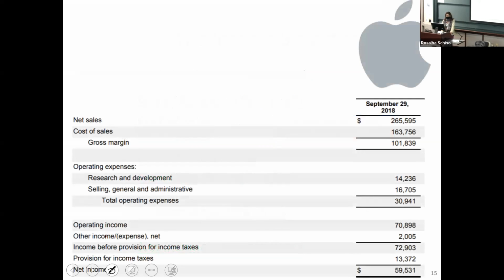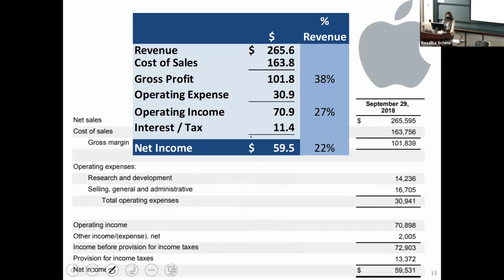So this is Apple, another Apple. And notice I have a gross margin. Well, let's look at the summarized results. I have a gross profit of 101, and I have a net income of 59. In percentage of revenue, the gross profit is 38%.